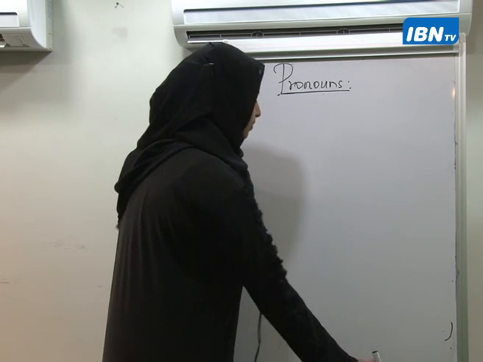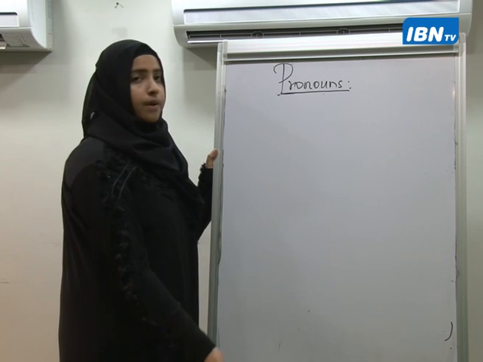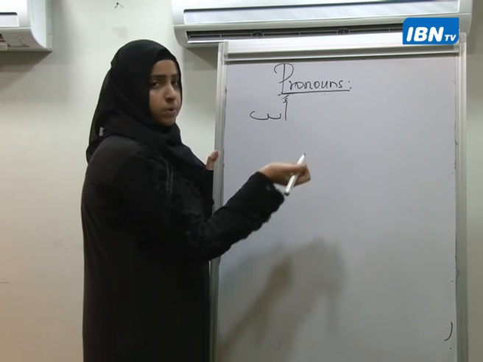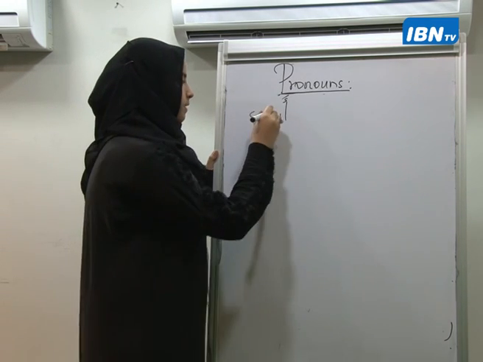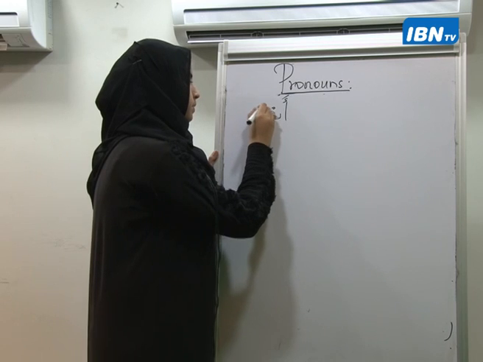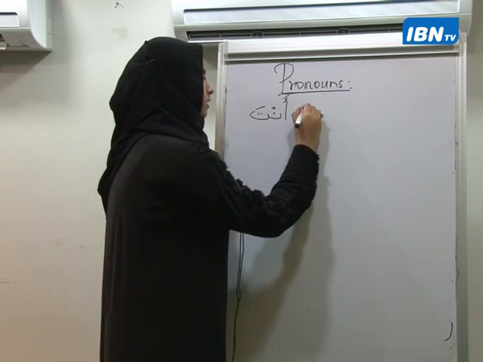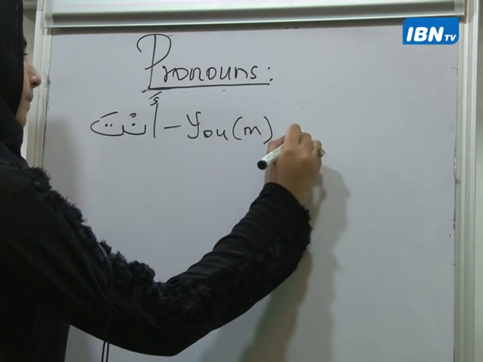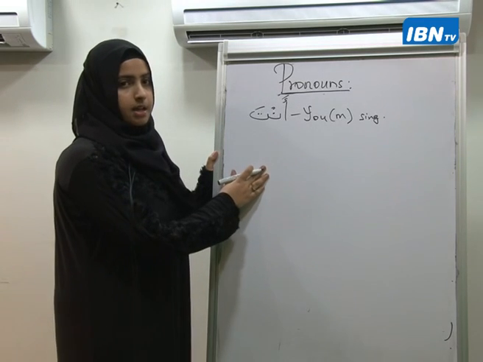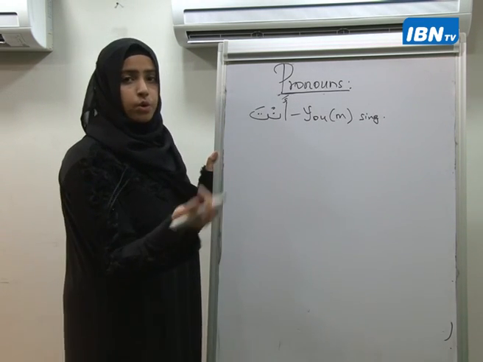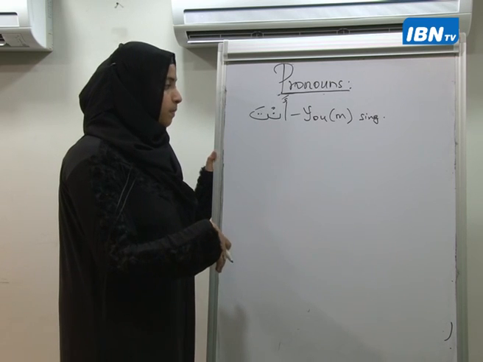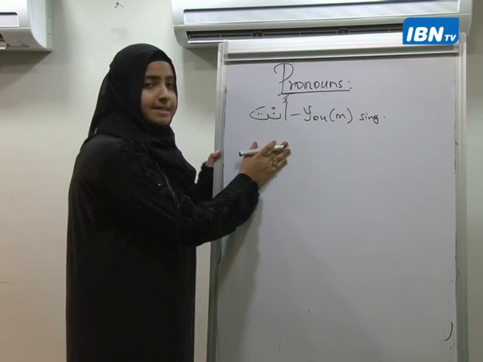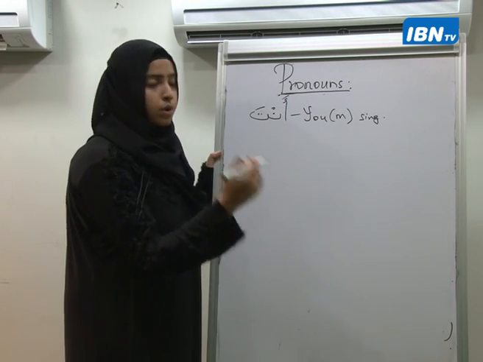Right, so the easy method to remember plurals. Again, I'll write my anta. And of course, plurals are different for masculine and feminine. So there, I have my anta, you male, singular, right? That is anta. Now I want to change this into plural. So how am I going to change this into plural? I'm going to add a mim sakin to this word to change this into plural.